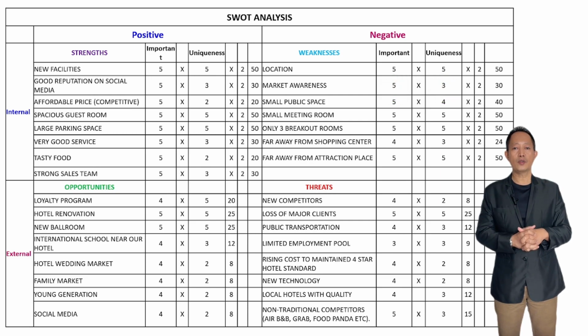After we go through the entire SWOT analysis, now we know which points are under our control, which points are important and urgent that we need to work on immediately, and we need to come out with a proper action plan. So let's see our action plan together.